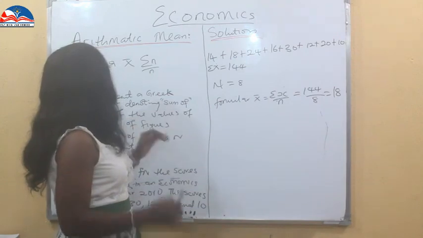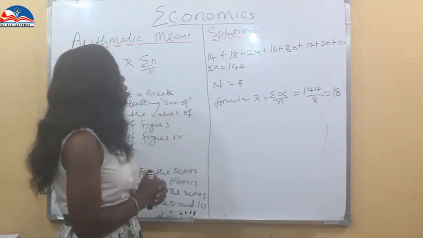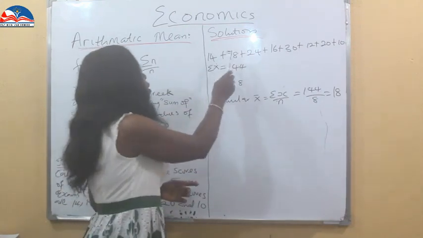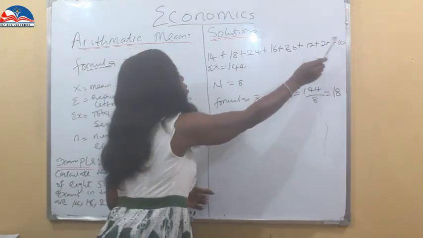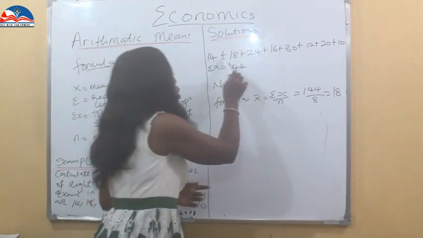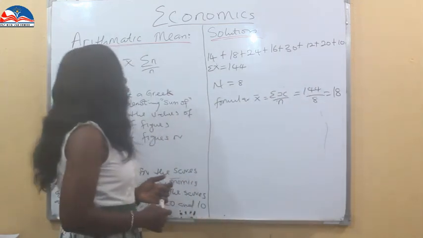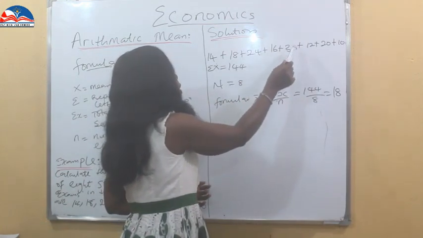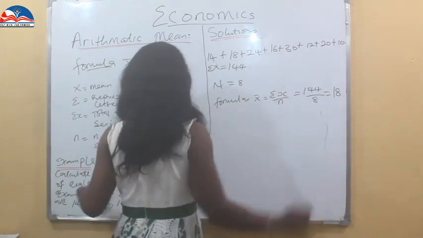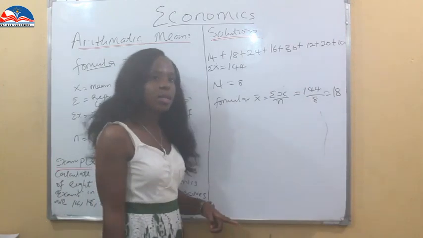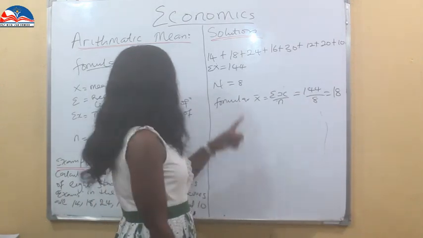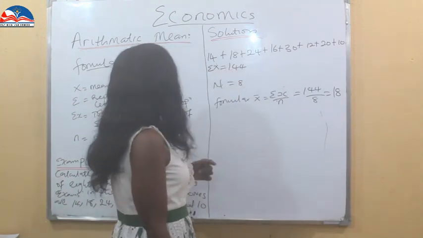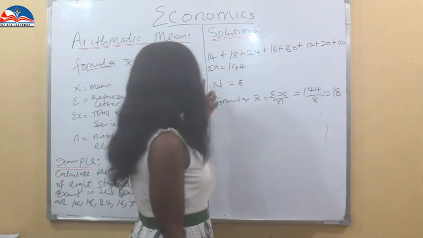The sigma x, which is the total of the values of the numbers in the series, is this. Remember we said 8 scores: 1, 2, 3, 4, 5, 6, 7, 8. So we are going to sum this up: 14 plus 18 plus 24 plus 16 plus 30 plus 12 plus 20 plus 10, which are the scores of the students. If we sum all these up, it's going to give us 144. That's our sigma x.